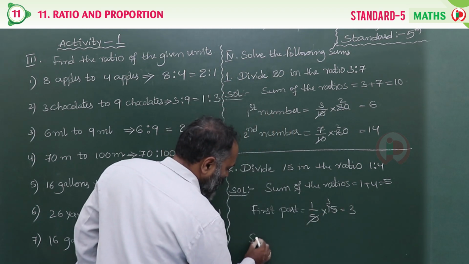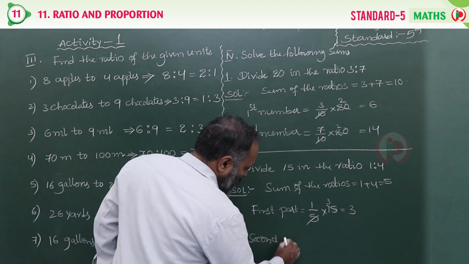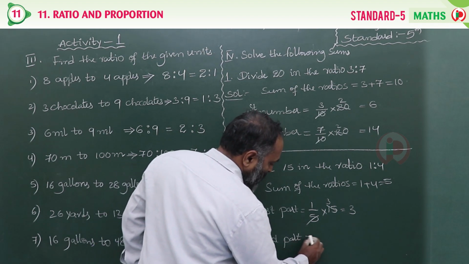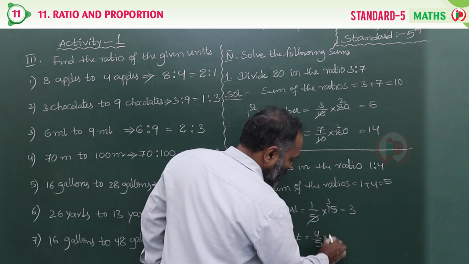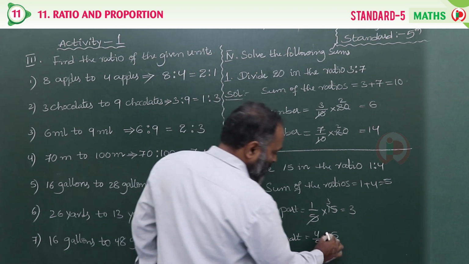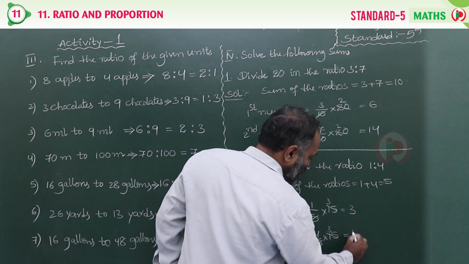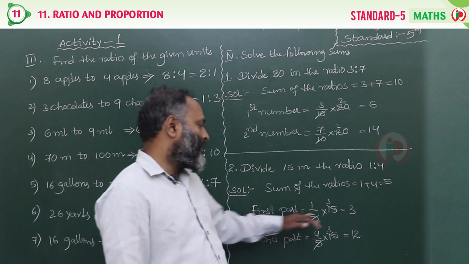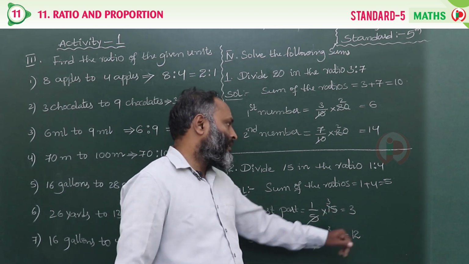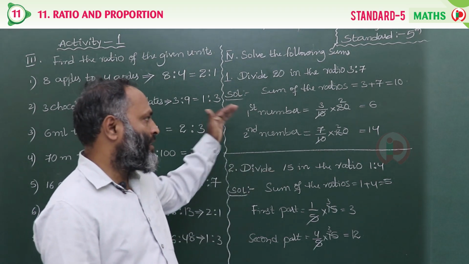Second part: how will you get the second part? That is the second ratio by the sum of the ratios into 15. 5 3s are 15, 4 3s are 12. This is the second part. The first part is 3, the second part is 12.